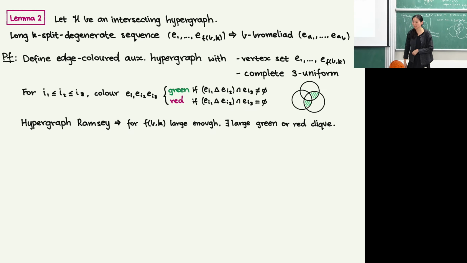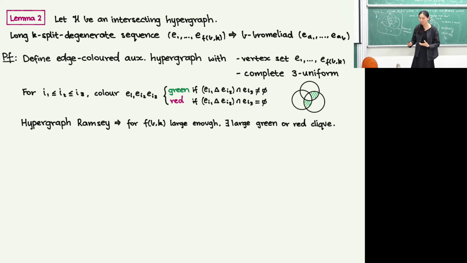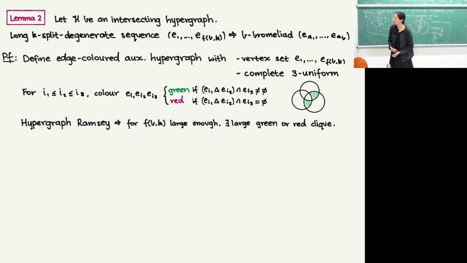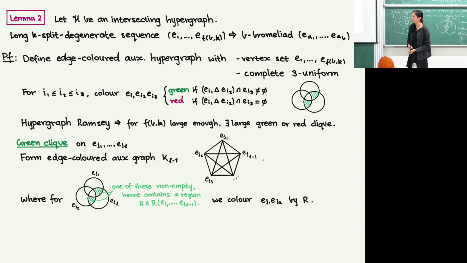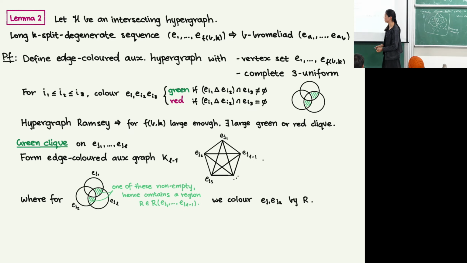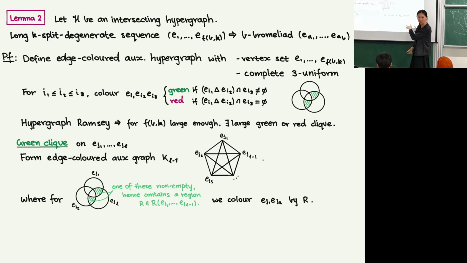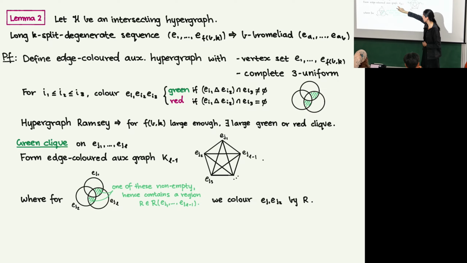Okay, and now I'm going to use hypergraph Ramsey. So that shows that if FBK is large enough, then I can find a large green or red clique. All right, let's suppose there's a green clique first. What can happen? I'm actually going to show that this case isn't possible. So I want a contradiction here. In that case, I'm going to form an extra auxiliary graph now. This is not actually a hypergraph. It's really just a graph.